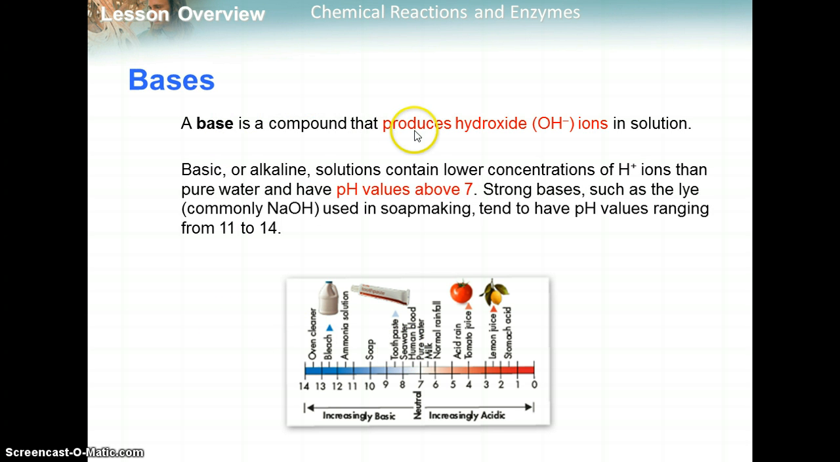Vice versa, a base is something that produces hydroxide, OH, ions, and has a low concentration of hydrogen. That is equivalent to a pH value above 7. Strong bases are closer to 14, ranging from 11 to 14. Here, above 7, this whitish to blue area, are things that are bases. Bases from everyday items would be cleaners, anything that would wash areas of your house. Acidic things tend to be more edible. Okay.